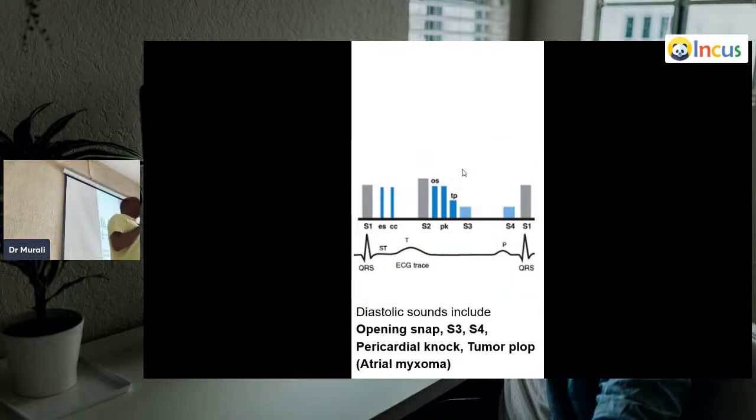So what are all the diastolic sounds that you know? S3, diastolic or systolic? Diastolic. S4, diastolic. Pericardial knock, diastolic. Then similarly, in atrial myxoma, you listen a sound called tumor plop. When does it happen? When the left atrium is trying to drain into left ventricle and ventricle is undergoing diastole, this tumor will come, create a turbulence and create a plop. So that is the reason tumor plop also occurs during the ventricular diastole. That's what you need to basically remember.